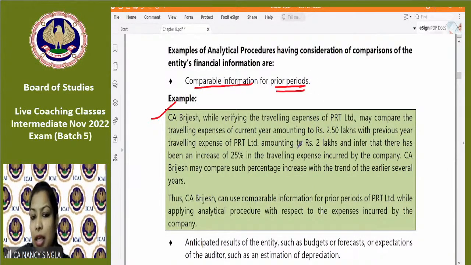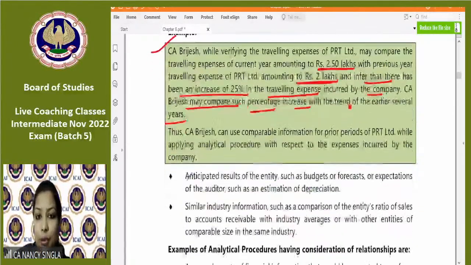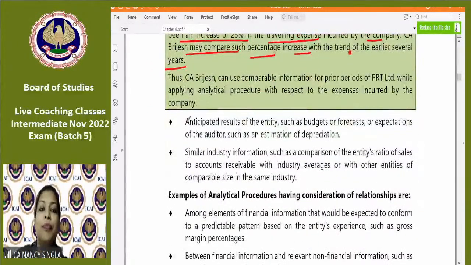The company had traveling expense of 2 lakhs in the earlier year, and this year it is 2.5 lakhs. So the auditor inferred that there has been an increase of 25% in traveling expense incurred by the company, and he may compare such percentage increase with the trend in the earlier years. कि last year में कैसा trend था? Is there something unusual which needs to be further examined?